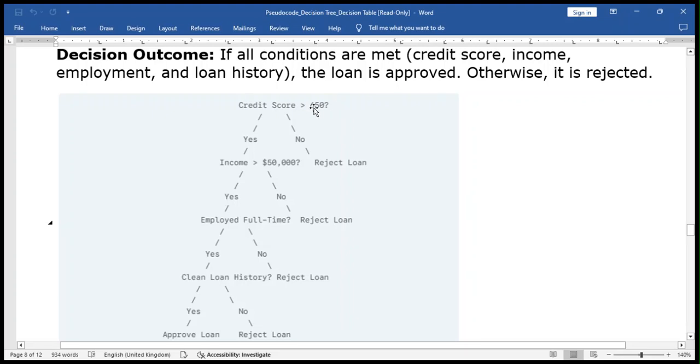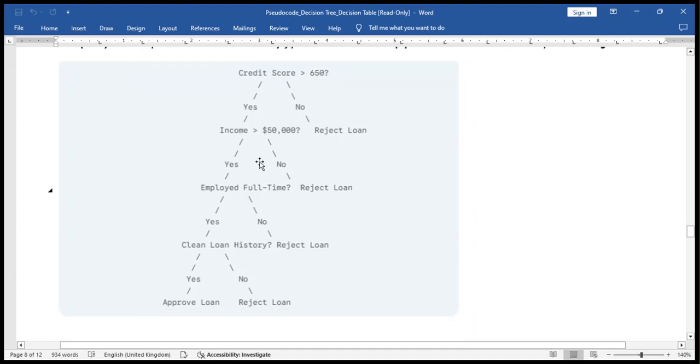Credit score, is it above 650? It can be yes or no. So the branches will lead us to another node. Is the income greater than $50,000? Now, in this case, if the credit score is not above 650, reject the loan application at this stage. If yes, continue evaluating. Is the income greater than 50,000? If yes, continue evaluating. If no, reject the loan application at this stage. If yes, evaluate the condition: is the applicant employed full-time? If yes, continue evaluating. If no, reject the loan application at this point in time.